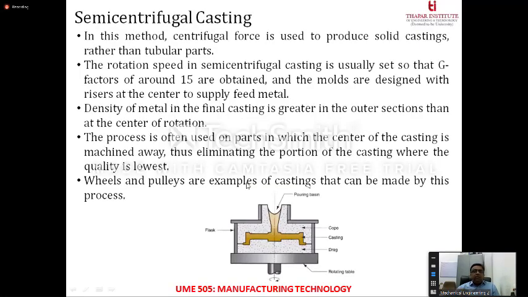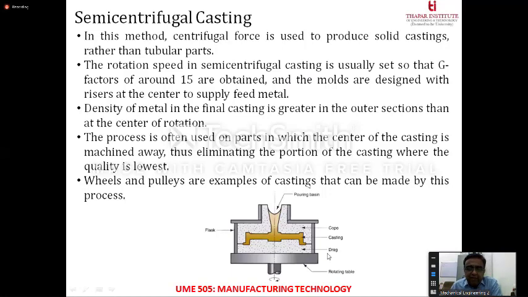Now, what is semi-centrifugal casting? In semi-centrifugal casting, you are using a small product like a hollow plate. If you use a hollow plate, that can be developed through centrifugal casting. So let us assume that we are making a hollow plate with a thickness of say around 5 mm and a diameter of around say 50 mm with an inside hollow diameter of 5 mm. So we are going to create a hollow plate like that.